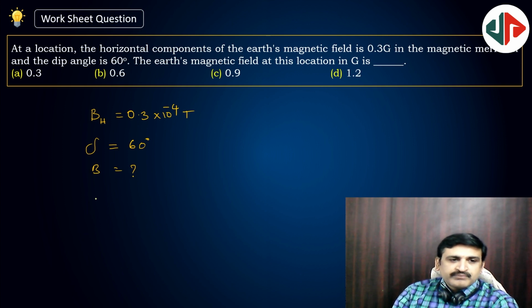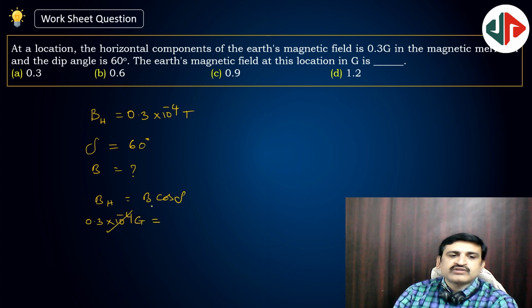So BH is equal to B cos delta is the formula. So BH value is given 0.3 into 10 to the power of minus 4. In G only they are asking, so in G only will come. That is equal to B into cos 60, which is 1 by 2. So 0.6 G is the answer.